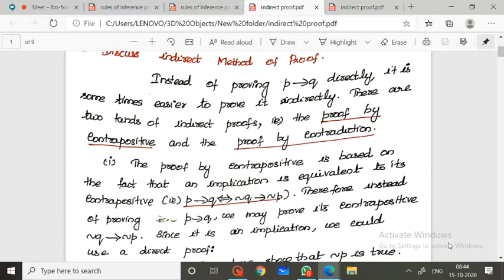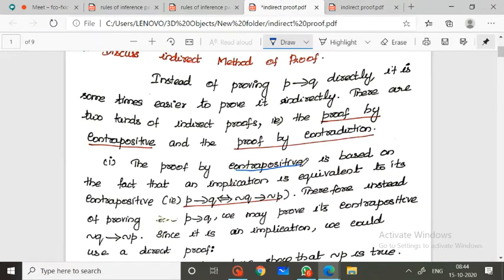Direct method നമ്മൾ പറയുമ്പോൾ ഇതിലാണ് instead of proving that P implies Q directly, it is sometimes easier to prove it indirectly. There are two kinds of indirect proof, that is proof by contrapositive and proof by contradiction. So first step is proof by contrapositive. So what is proof by contrapositive?